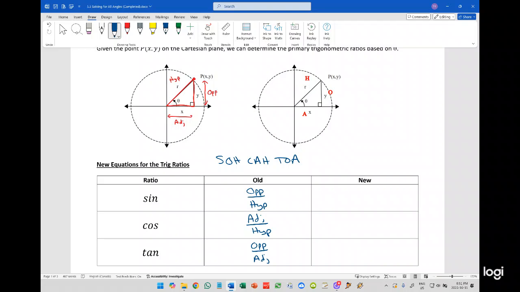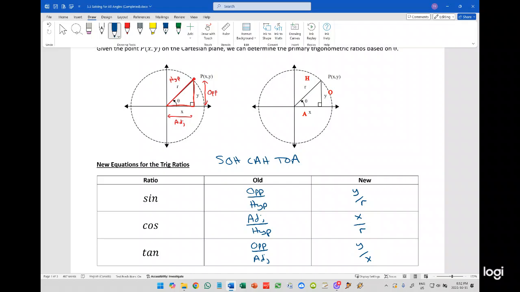And in our new system, the sine ratio is basically the same thing. It's just that instead of calling it opposite and hypotenuse, we're going to call that y and r. Makes sense? Similarly, our cosine, adjacent over hypotenuse, is the x value over r, and our tan, opposite over adjacent, is y over x.